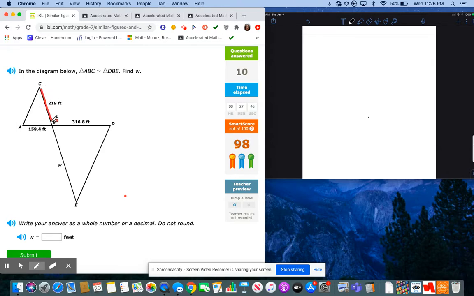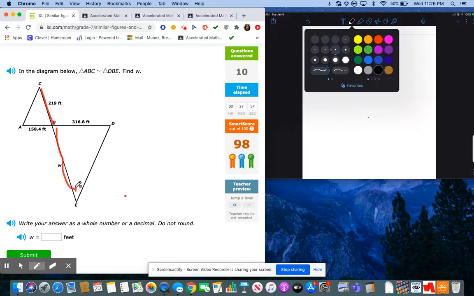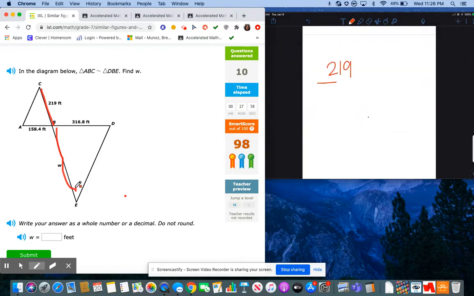So here I'm going to have that 219 is corresponding to W. So I'm going to write, okay, 219 is corresponding to W. Then I'm going to say here, okay, 158.4 goes with this number, 219. I'm going to write here 158.4 is corresponding to 316.8. Right? And then to solve this problem, we cross multiply. So here we have 158.4 times W, which will be equal to 219 times 316.8.